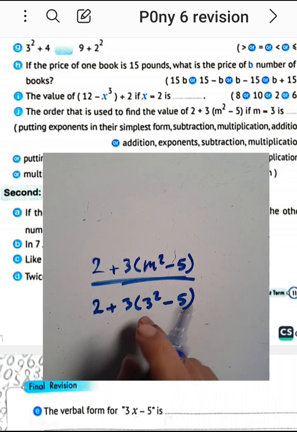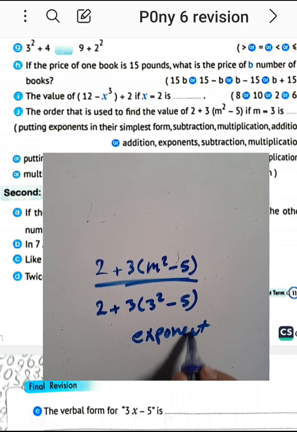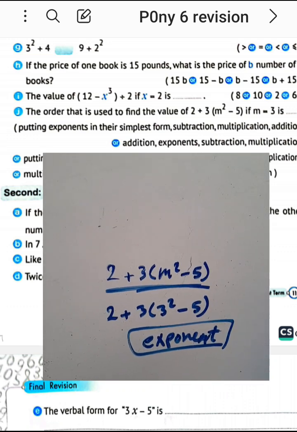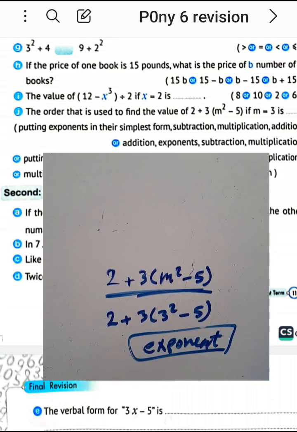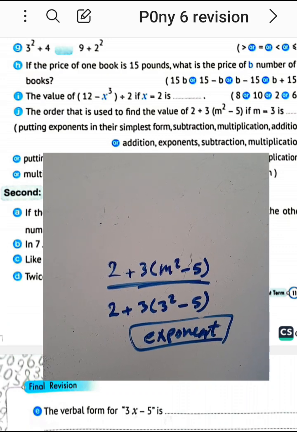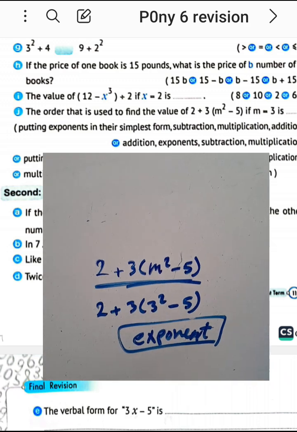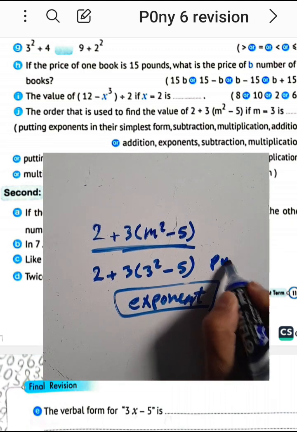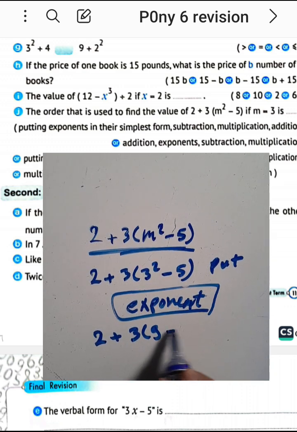Put m equal 3, and then we use what? Exponent. Write exponent in the space. First step to find the result, exponent first. Parentheses first, exponent next. Understood? So the steps here: put m equal 3 and then use the exponent, which gives 2 plus 3 times 9 minus 5.